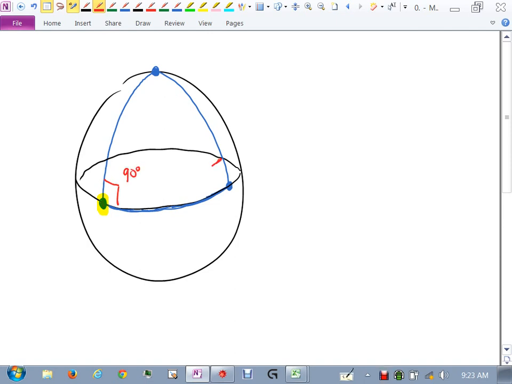And then what about this one over here? That would also be 90 degrees. Now what's wrong? That's already 180. And we haven't even considered the angle up here, have we?